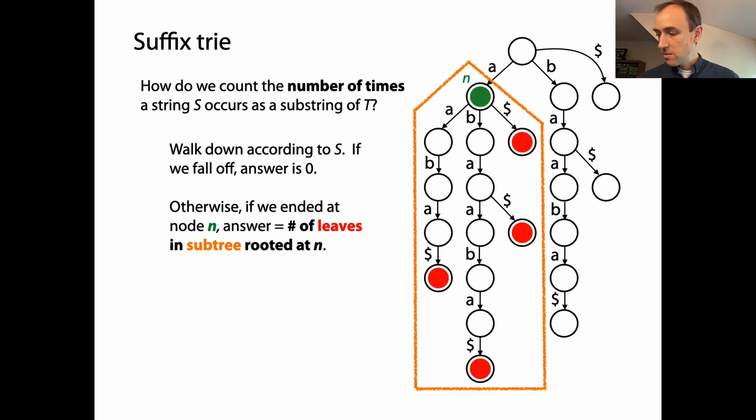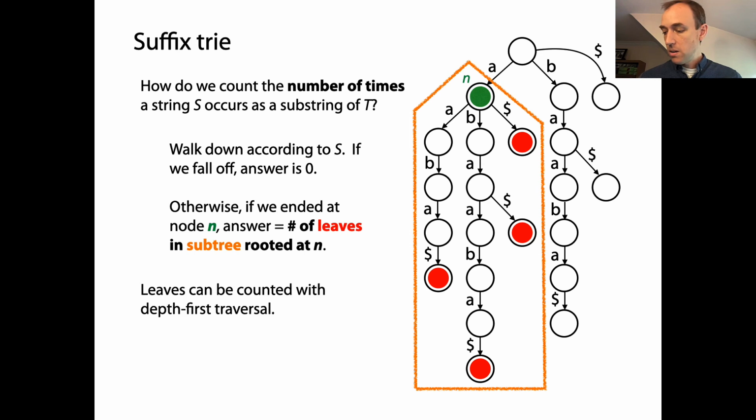Here's another example with n in the orange box and the red nodes, as if our query was just the letter A. The leaves can be counted by performing a depth-first traversal of this subtree. Really any kind of traversal, but for simplicity, let's say we're doing a depth-first traversal. So we would go down here, see a leaf, go down here, see a leaf, pop back up, go down here, see a leaf, pop back up, go here, see a leaf. Every time we see a leaf, we increment a counter. Okay?